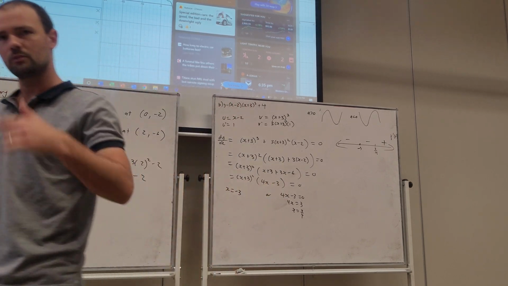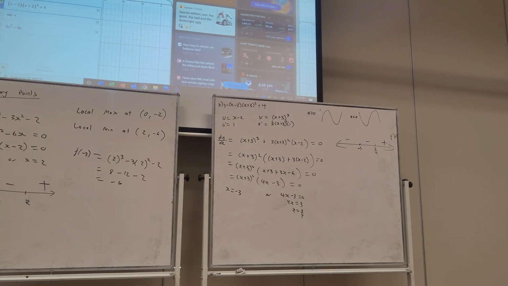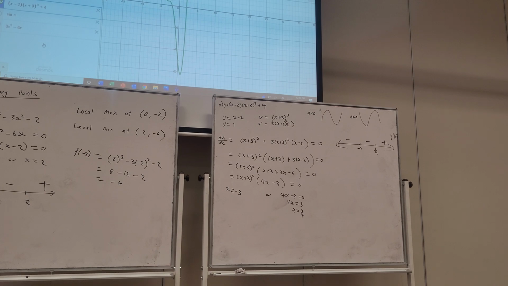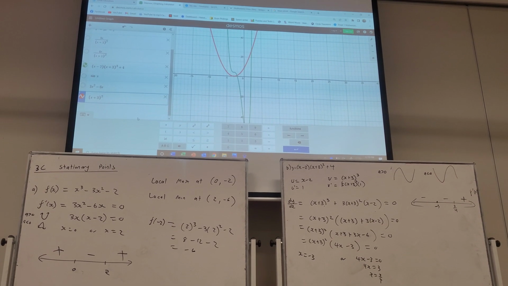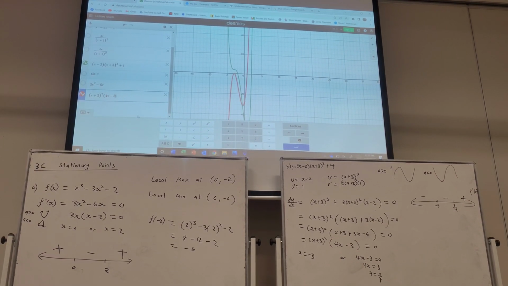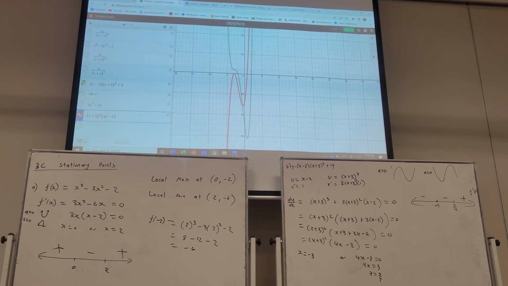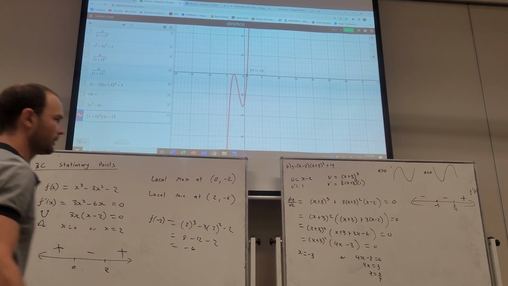Tricky to do that in your head, so let's do it from the graph. What's the graph of my derivative? In simplest form, we have (x + 3) squared times (4x - 3). I'm just going to focus on the red one I just put in. You can see negative, it's below the x-axis, touches at -3, stays below the x-axis, and then passes at 3/4.